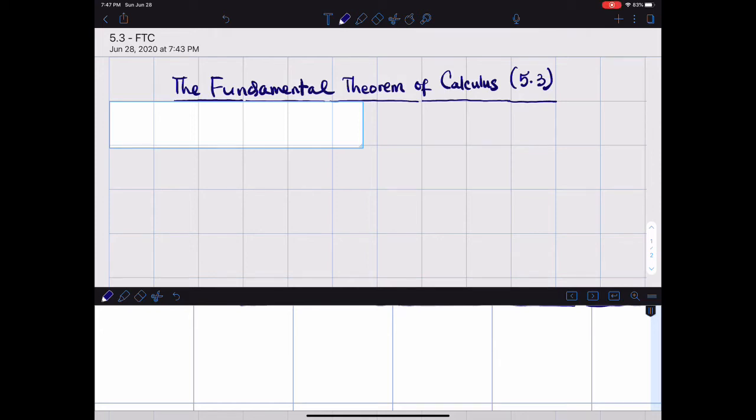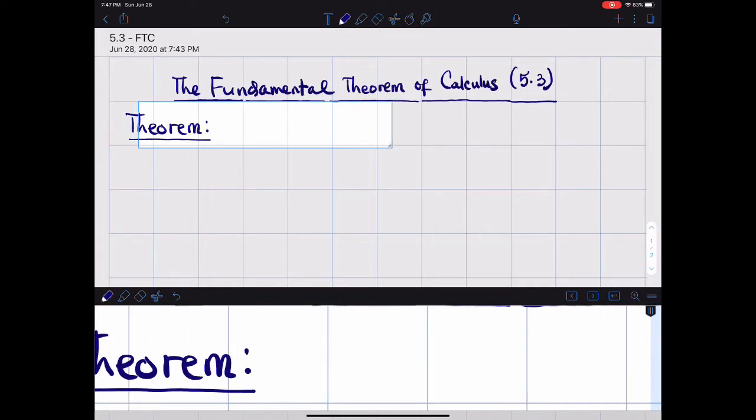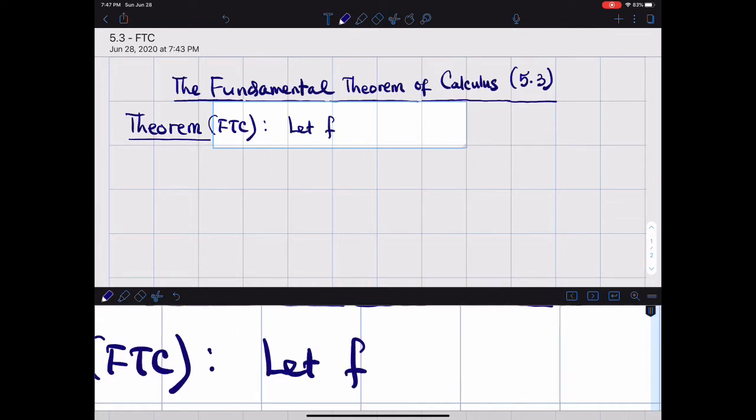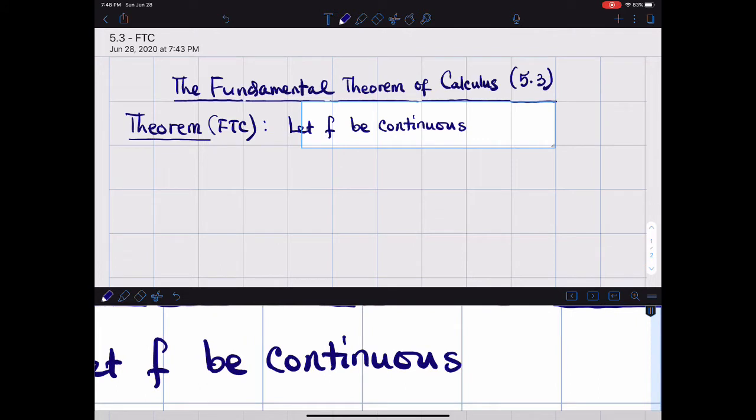The fundamental theorem of calculus. I'm sure you saw this in Calculus 1, but let's do a quick review. This is actually a very big theorem in mathematics. The fundamental theorem of calculus, FTC: if we let f be a continuous function on a closed interval.